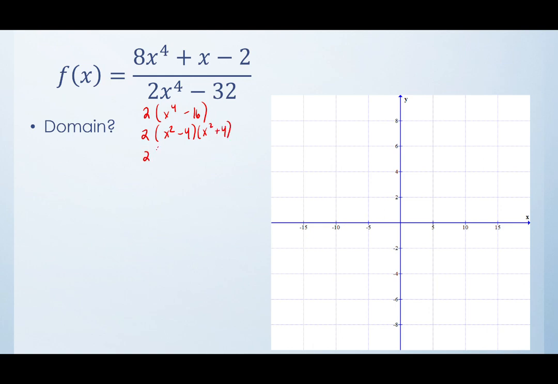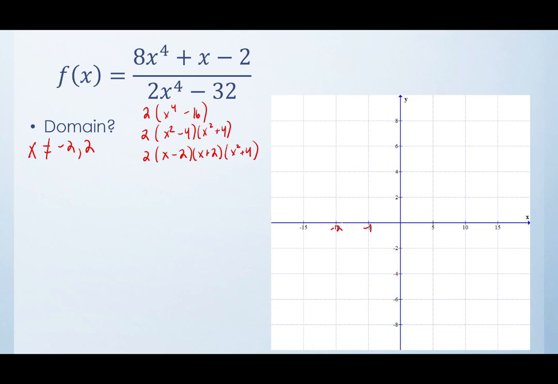And that means, of course, we can now factor x squared minus 4. That's another difference of squares, x minus 2, x plus 2, x squared plus 4. We can't factor that anymore. And I'm pretty willing to bet that 2 and negative 2 are not roots in the numerator, so we're just going to leave that. Okay, great, I have to throw out negative 2 and positive 2 from my domain. Those are going to be vertical asymptotes.